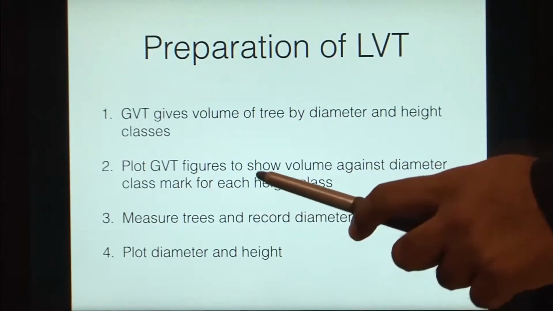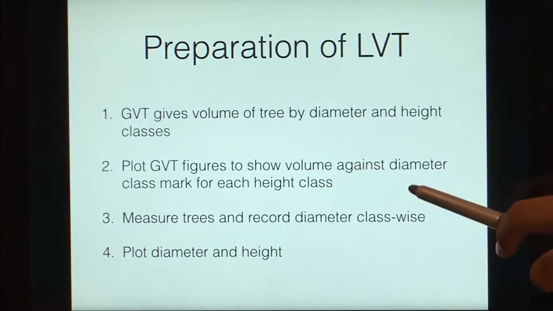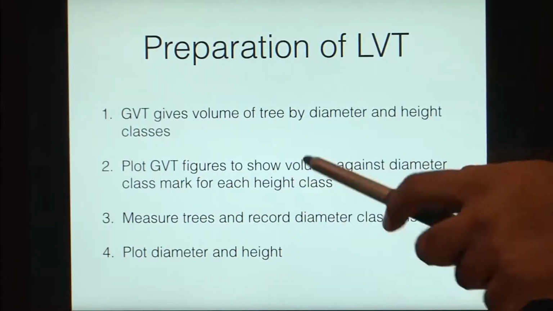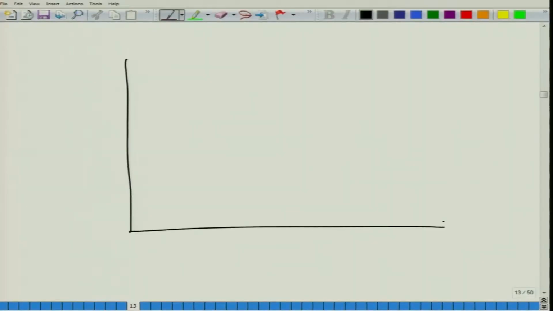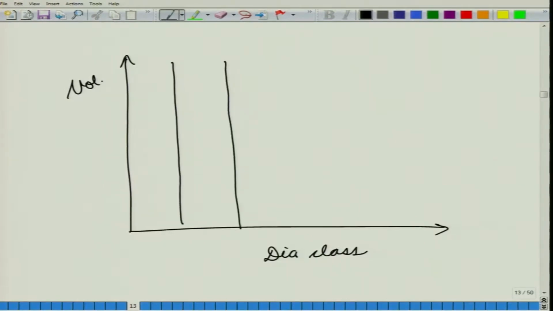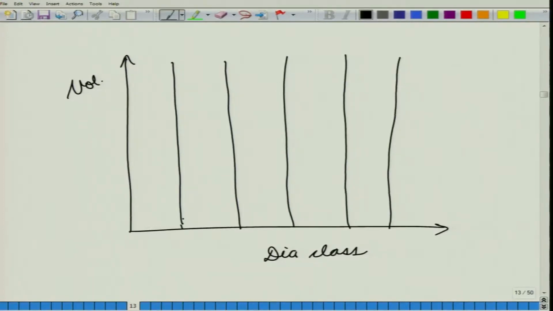So, we can plot our general volume table figures to show volume against the diameter class mark for each height class. So, what we are trying to do here is, suppose we plot our values of the volume versus each dia class. Suppose here are our dia classes. We are writing it against the class marks. So, suppose it is 15, 25, 35, 45, 55 and so on in centimeters.